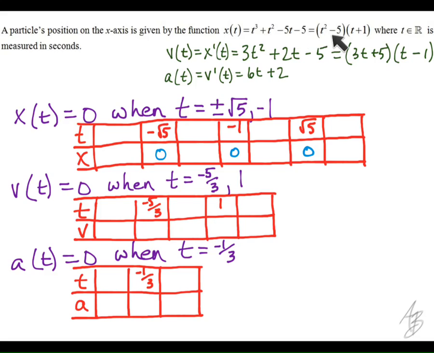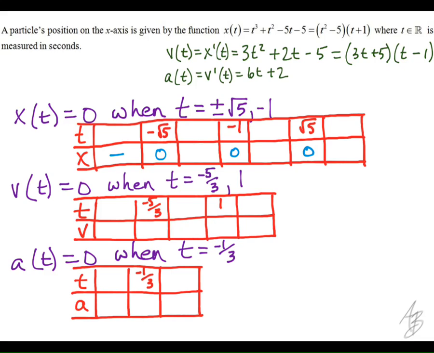it's actually a lot easier to do in the factored form. Let's say we plug in negative 100, we're going to end up with a big positive number here and a negative number here. We know a positive times a negative is going to give us a negative. That means that the position function is going to be negative when t is less than negative square root of 5. Now when we get to negative square root of 5, the position function takes on the value of 0, so that's a potential place where it could change signs.